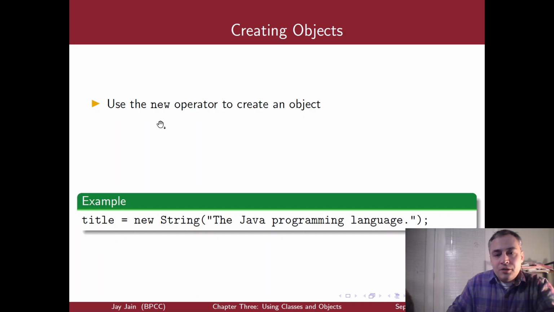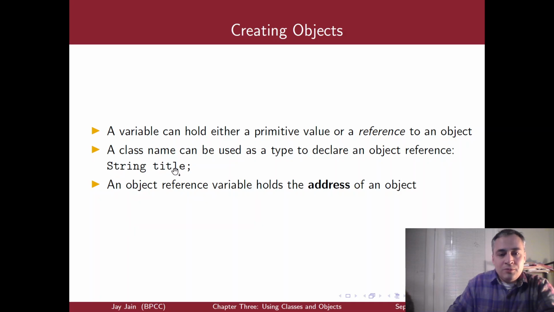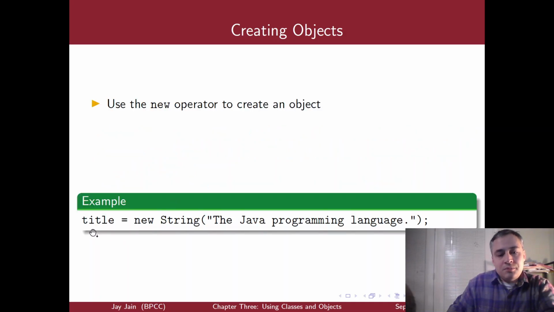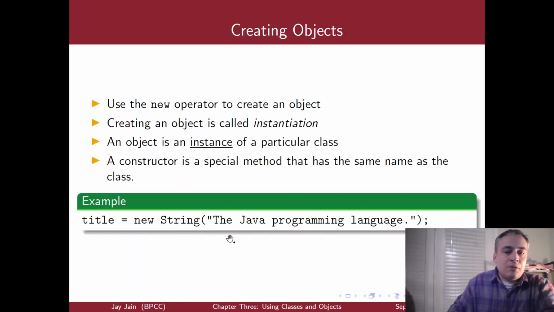We use the new operator to create an object. Here is an example of creating a new string. So title is a variable. It was declared on the previous page, so that was a declaration. And this is an assignment. So title is assigned to be a new instance of string with this sequence of characters as a parameter, as an argument. And it's called instantiation. This is an instance. Title holds a reference to an instance of a string class.